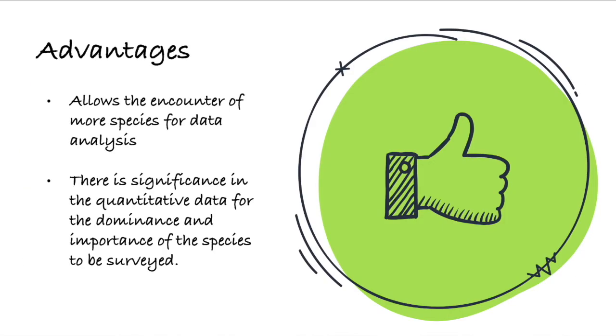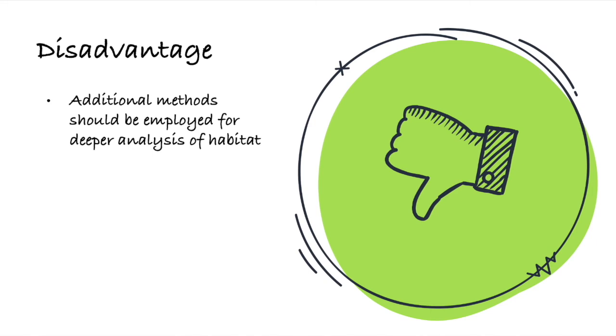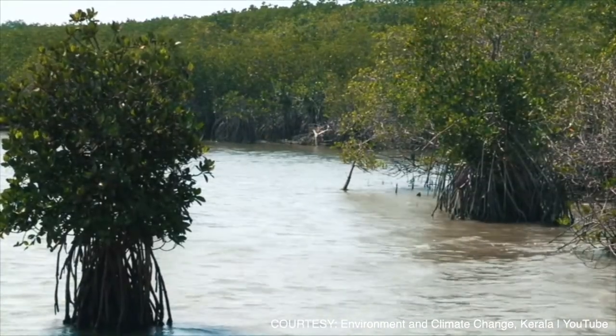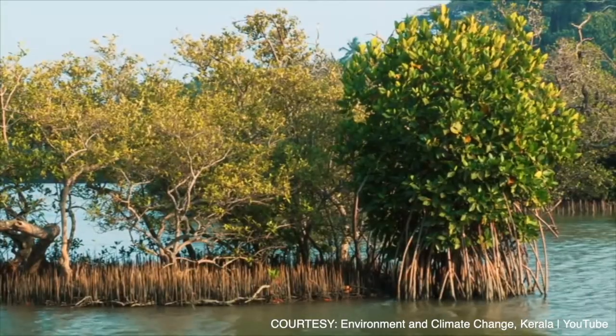This method is effective in yielding a significantly greater number of species encountered as compared to quadrat observation. However, it only accounts for the presence or absence of species. Other information like the dominance or importance of such species cannot be drawn from this method. So there you have it, the two methods commonly used in mangrove habitat analysis.